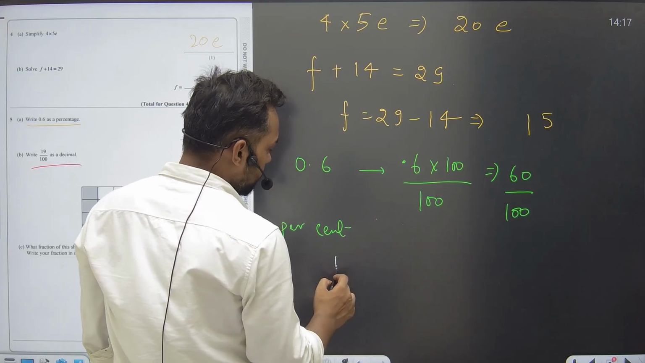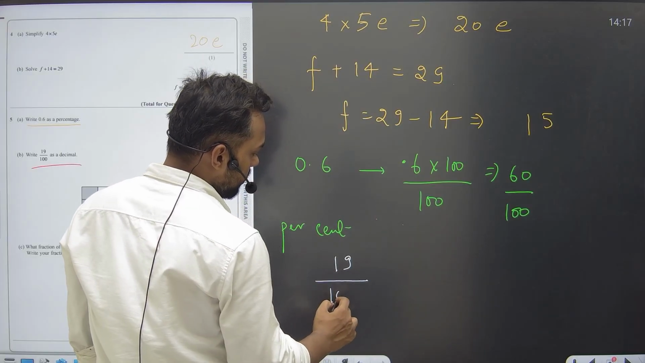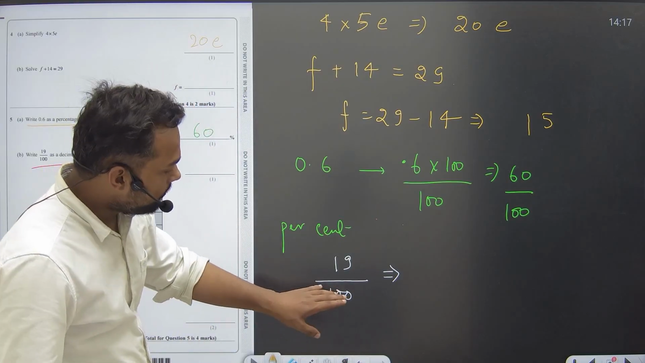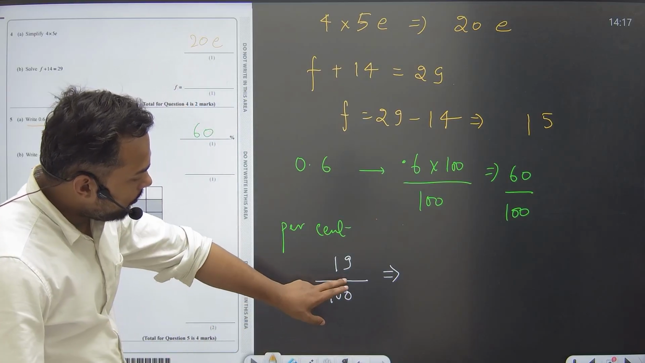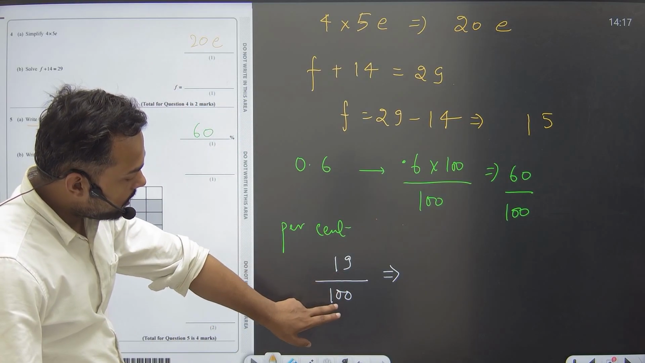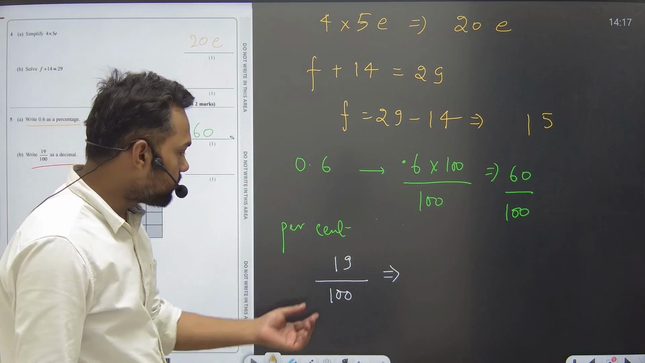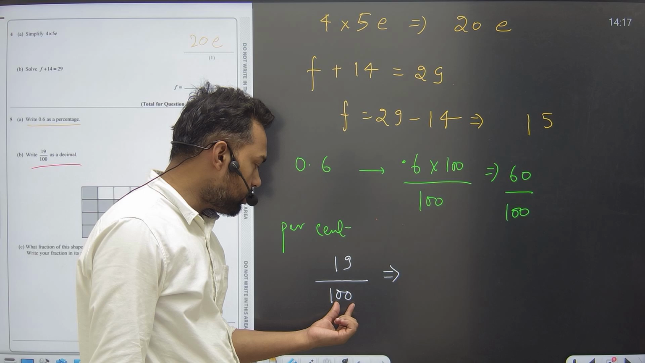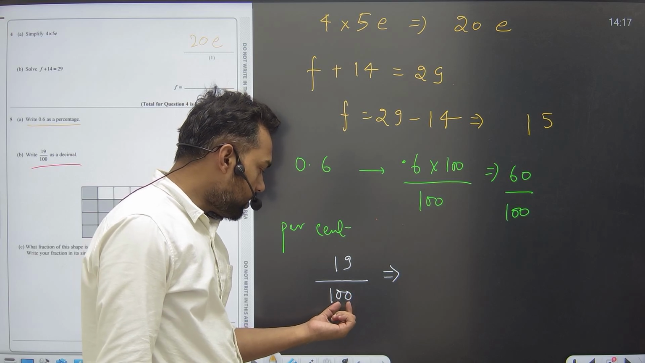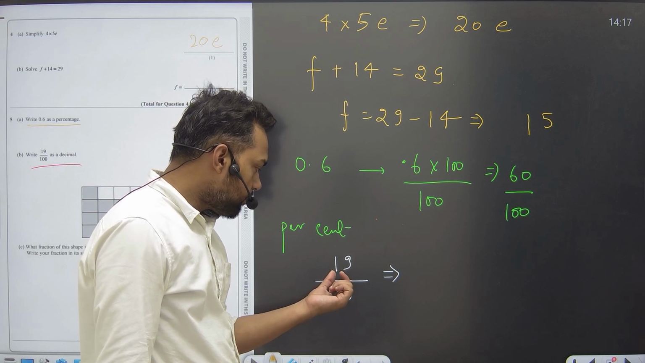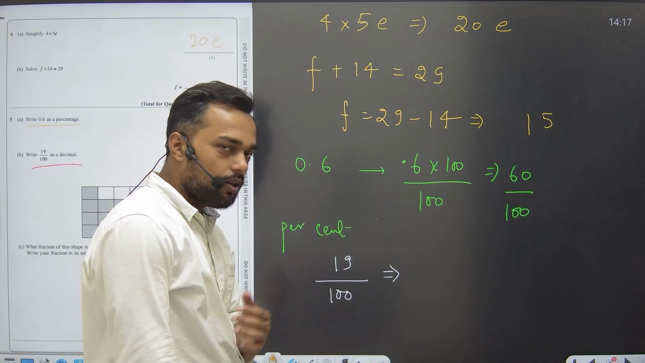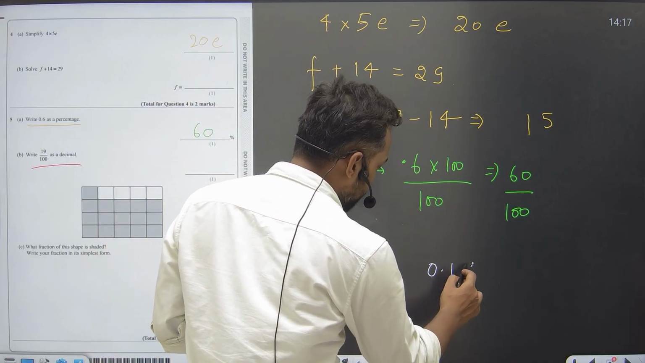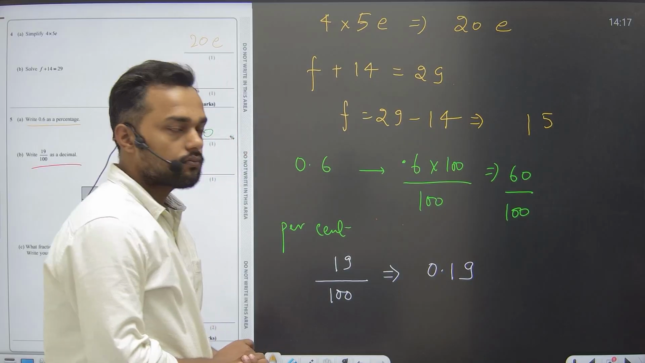19 by 100 as a decimal. So just see how many digits are in the numerator and how many digits are in the denominator. You will see 2 digits are there in the numerator and 3 digits are there in the denominator. So if we are dividing it by 100, the point will be after 2 decimal places. So it will be 0.19.